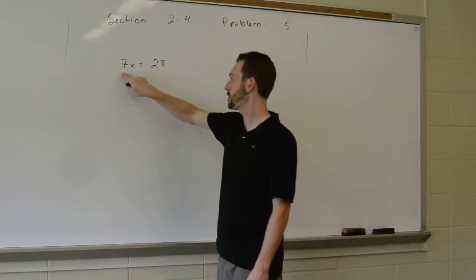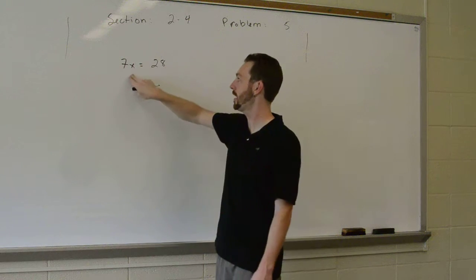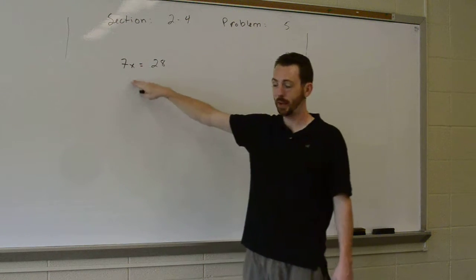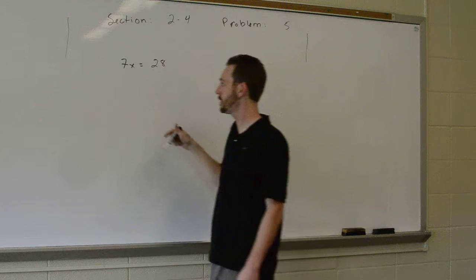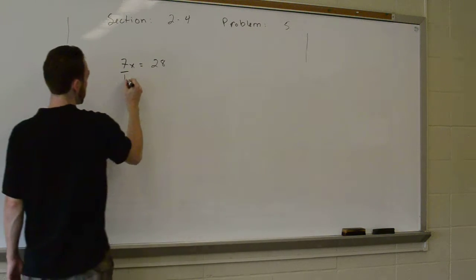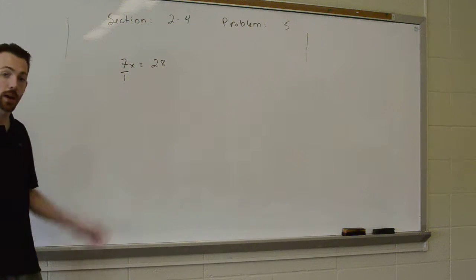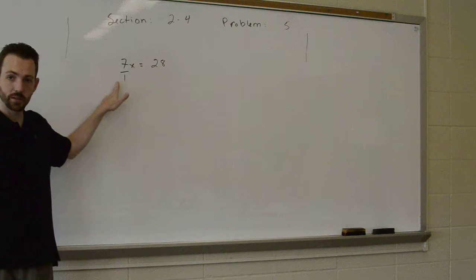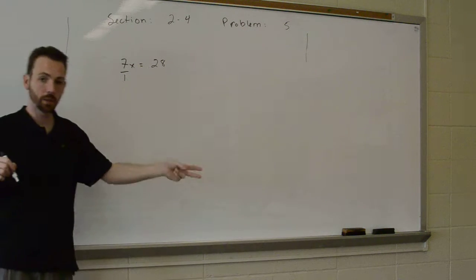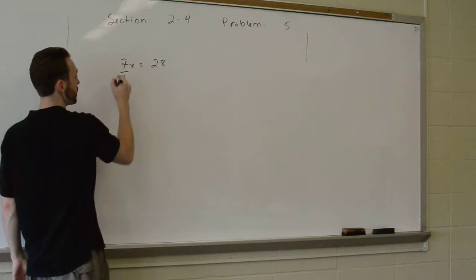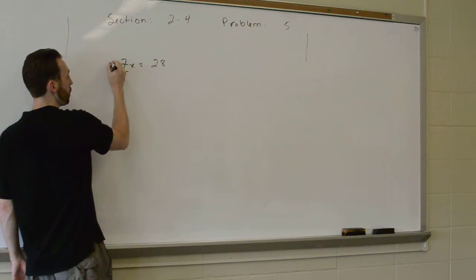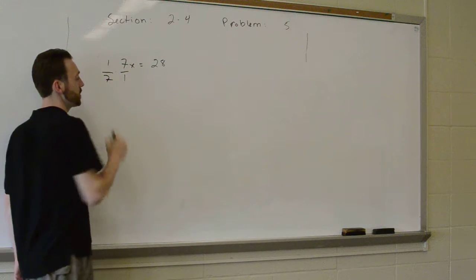So we have this coefficient of x, 7x, and the only way to get x by itself is to get rid of this 7. And the only way to get rid of the 7 is to realize that this is actually a whole number or a fraction. Any whole number over 1 is a fraction. And we need to multiply by the reciprocal. The reciprocal of 7 over 1 is 1 over 7.